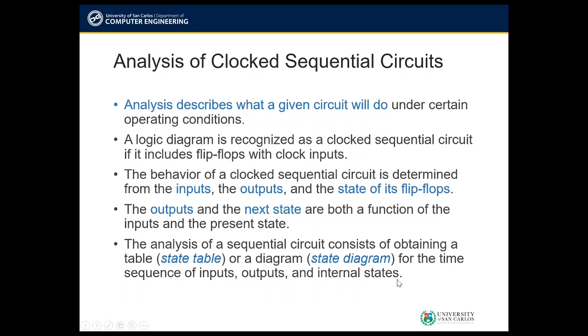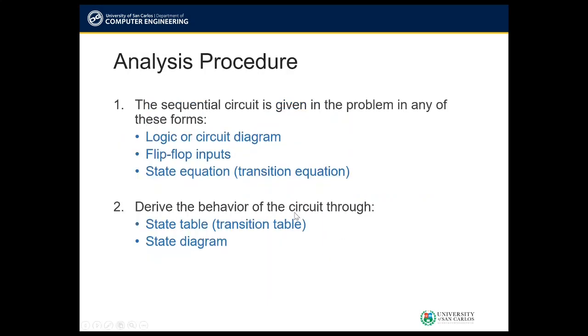We're going to have an example in the next few slides. This is a summary of the procedure we're going to follow in analysis. The first is that the sequential circuit is given in the problem in any of these forms. Most likely, you would see a logic diagram or a circuit diagram. Sometimes you would see just the inputs of the flip-flops. And sometimes you have the state equation or the transition equation of how flip-flops would change from one state to the other. Next, we're going to derive the behavior of the circuit through a state table, also known as a transition table, and a state diagram.